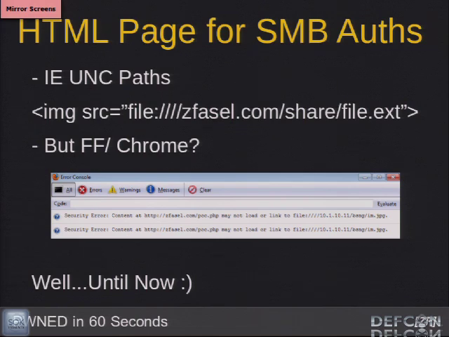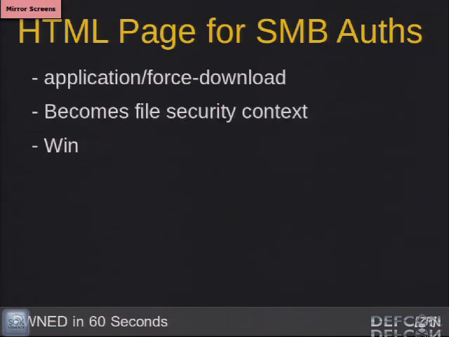So that's one of the cool new things about this tool: for Firefox and Chrome, we found out that you can force downloads, obviously setting headers for forced download, and all of a sudden you open it from your temp folder or you open it from your desktop and you're now in the file security context. And voila, it automatically authenticates to the SMB share. And you've got them authenticating to your rogue server.